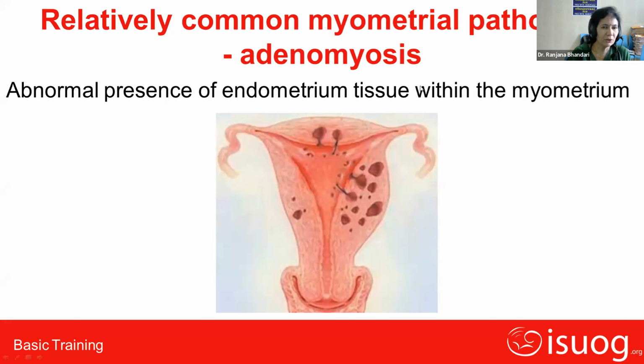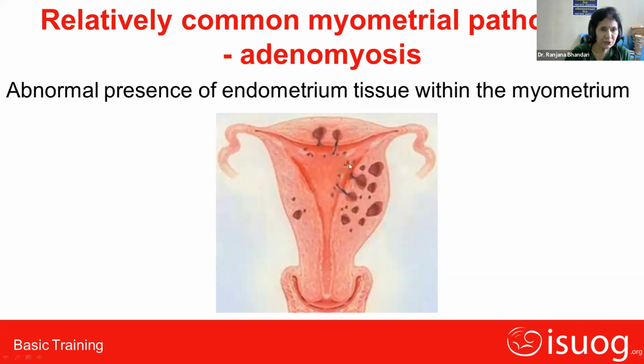So what do you mean by adenomyosis? Adenomyosis means abnormal presence of endometrial tissue within the myometrium. This figure is of the uterus. You are seeing the serosal layer. This one is the serosa. This one is the endometrium, the red-orange colored layer, this whole is endometrium. This is the fundus, this is the body, and this is the cervix. And this whole is myometrium.